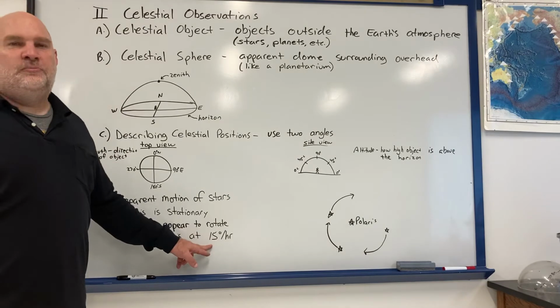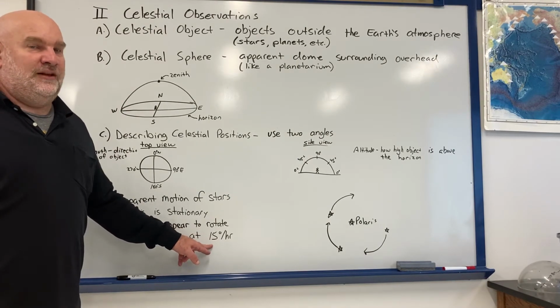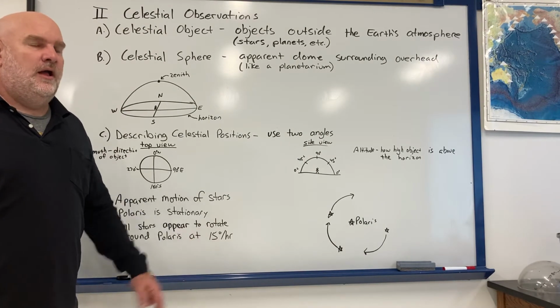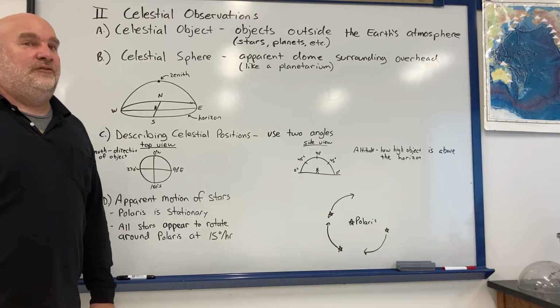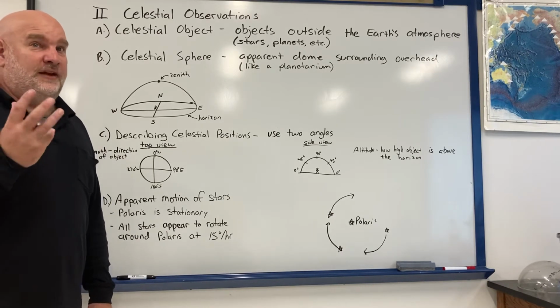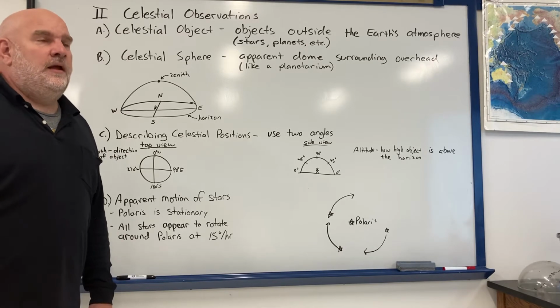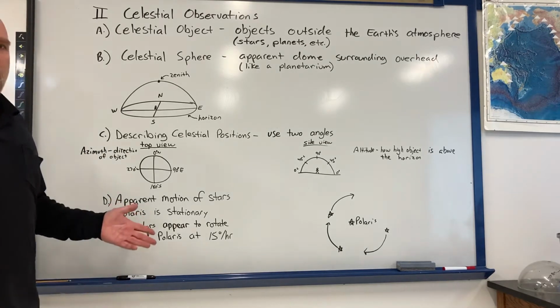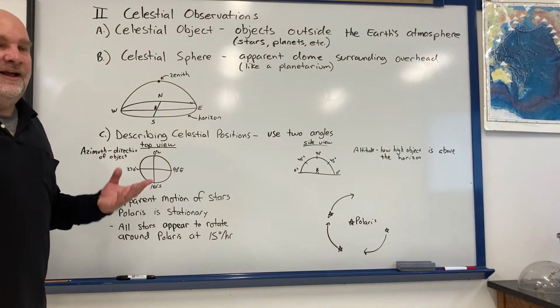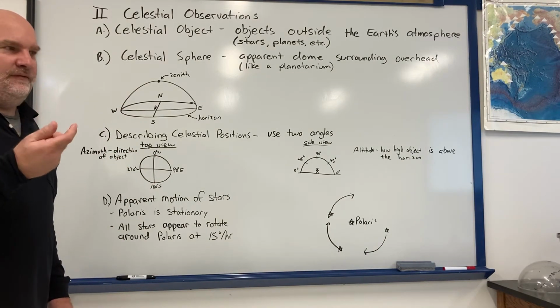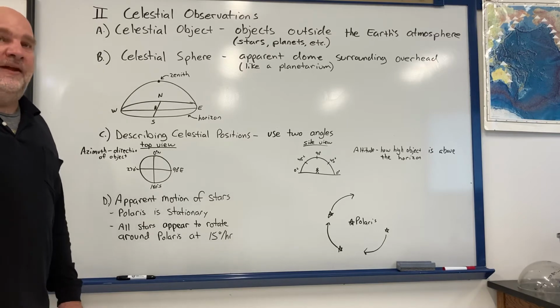Now 15 degrees per hour should sound familiar to you because that's a number that we talked about before. What moves 15 degrees per hour is the Earth. The Earth rotates 15 degrees per hour. Because what's actually happening is the stars aren't moving. Stars are basically staying in the same spot, but the Earth is rotating 15 degrees per hour, and that makes them look like they're moving.